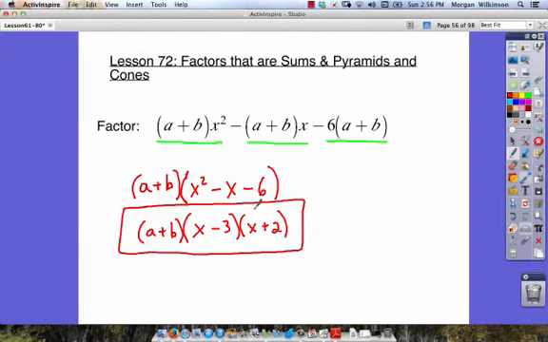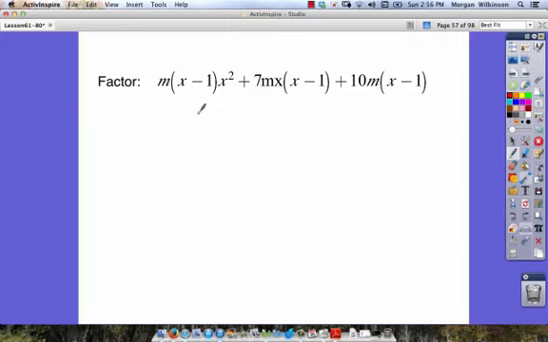Let's go ahead and look at another question. Here we want to factor out the common factors again. Each one of these terms, the only thing they all have in common is an x minus 1. So we're going to factor out the x minus 1. Then we're left with mx squared plus 7mx plus 10m.